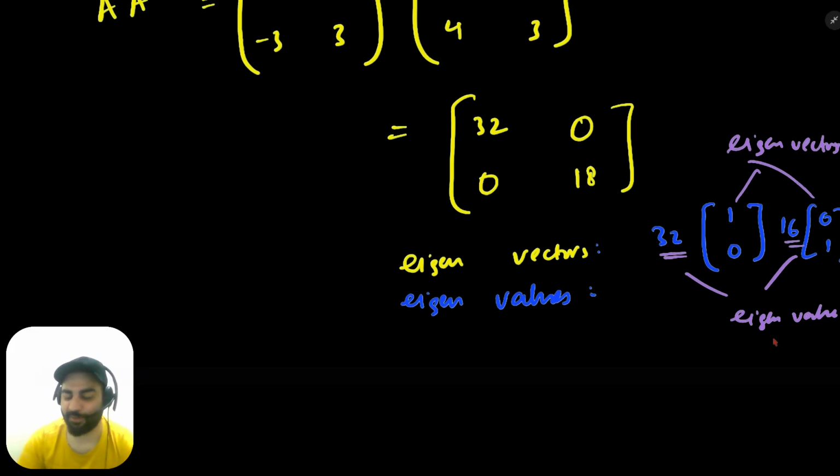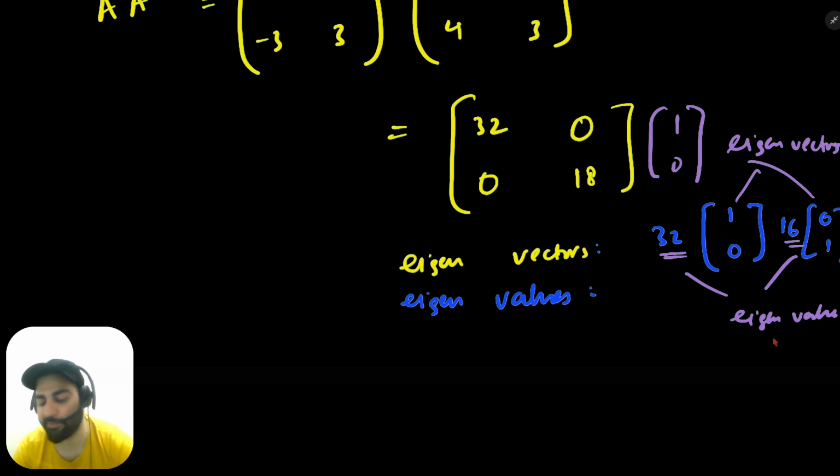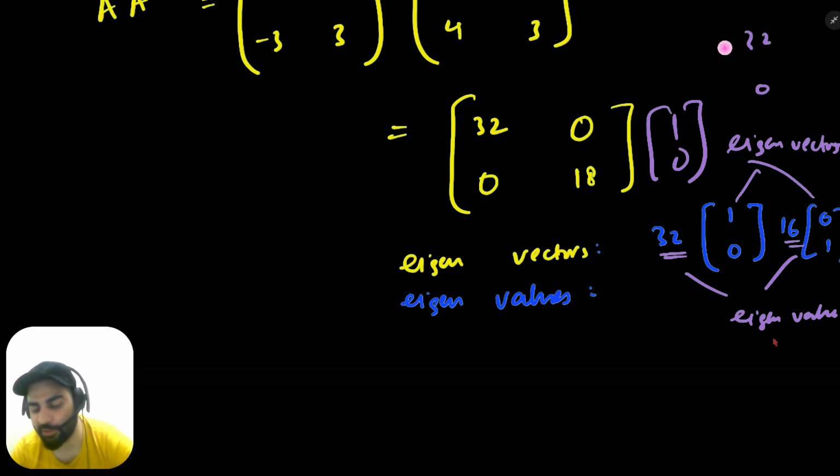It's really easy to compute. Take 1, 0. If you multiply by this matrix, it remains (1, 0), but gets multiplied by 32. Taking (1, 0) means take one of the first column and none of the second, so it becomes (32, 0), and taking 32 out, it becomes (1, 0) again, but the eigenvalue is 32. Similarly, take 0 of this and 1 of this, and take 18 out of it. This should be 18, sorry, not 16, 18.